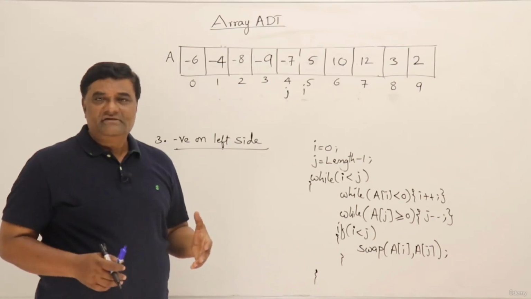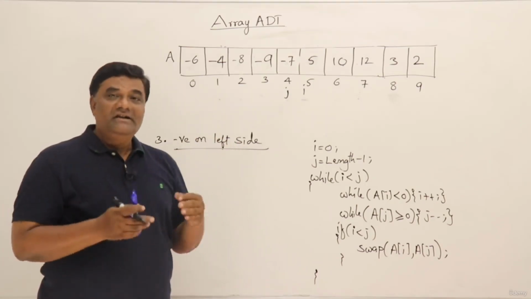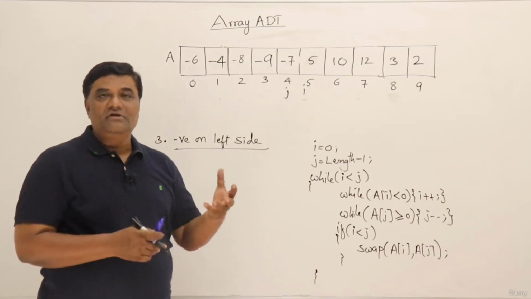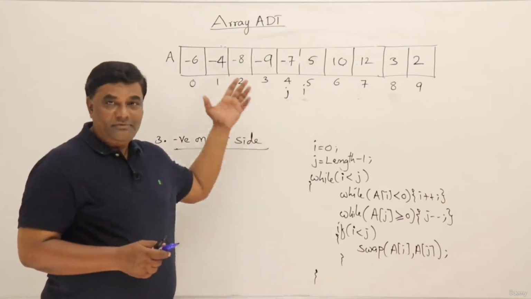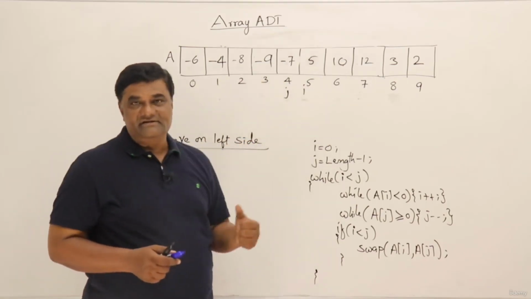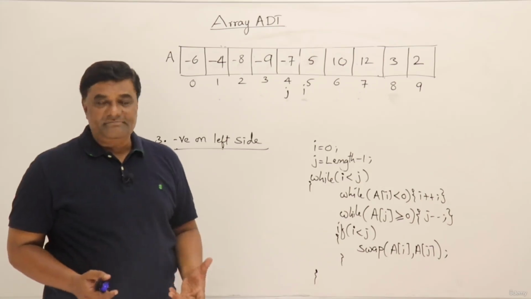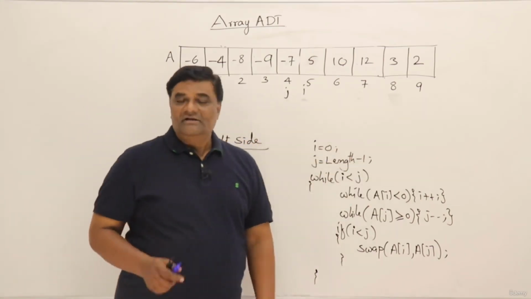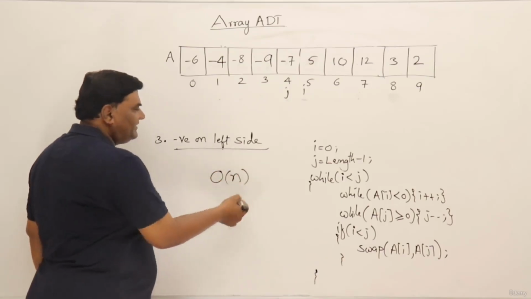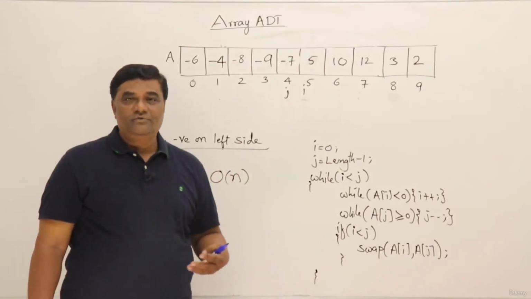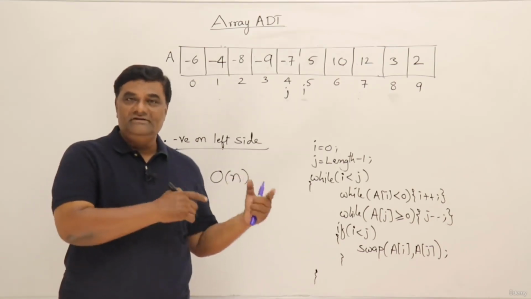Now, what is the work done here? Comparing the elements and interchanging them. Interchanging happens only if there is a conflict in the condition, that is, if a positive is on this side or a negative on that side. Otherwise, comparison is always done. So at most, how many elements are compared? All n elements are compared. So the time taken by this procedure is order of n only. Order of n. So that's all. These were a few important operations that are performed on a list. We have seen them on an array.